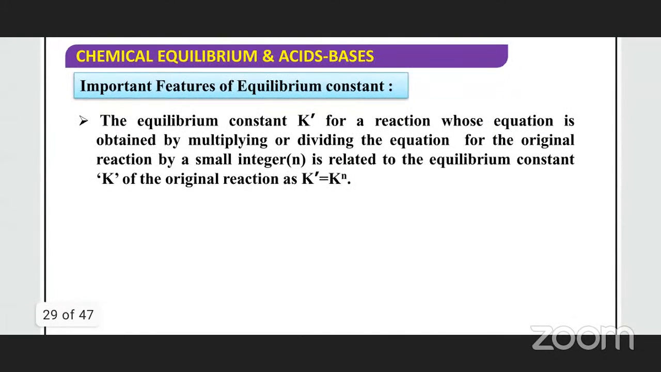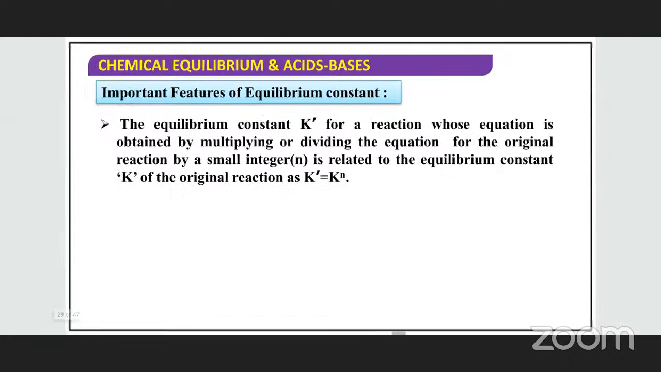For the next point, the equilibrium constant K for a reaction whose equation is obtained by multiplying or dividing the equation for the original reaction by a small integer n is related to the equilibrium constant K1 of the original reaction by K equals K1 to the power n.